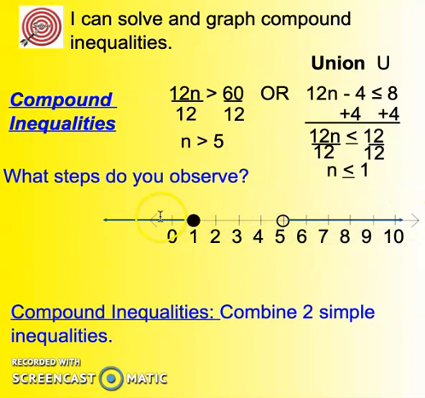Now these rays show the solutions that would work for these inequalities. And when they're going in opposite directions, we call it a union. And we use this little U as a symbol stating that these two have a union between them. So I could actually put a U in between this inequality and this inequality, and that states that they have a union between them. Okay.